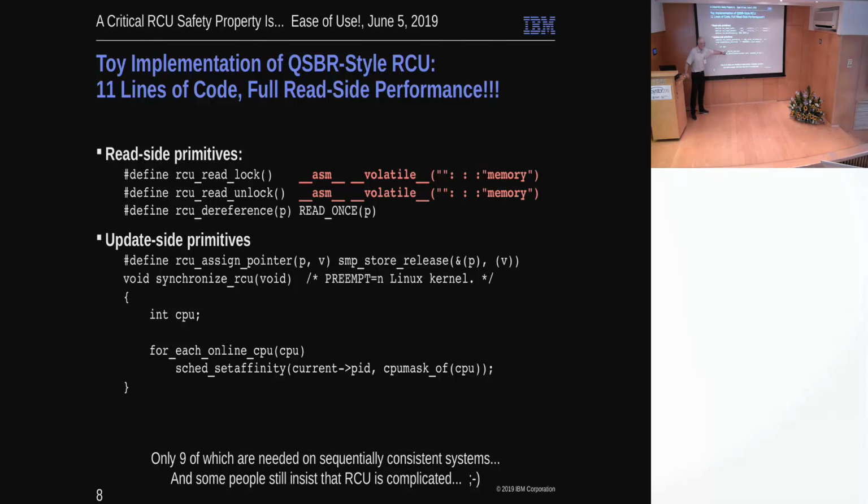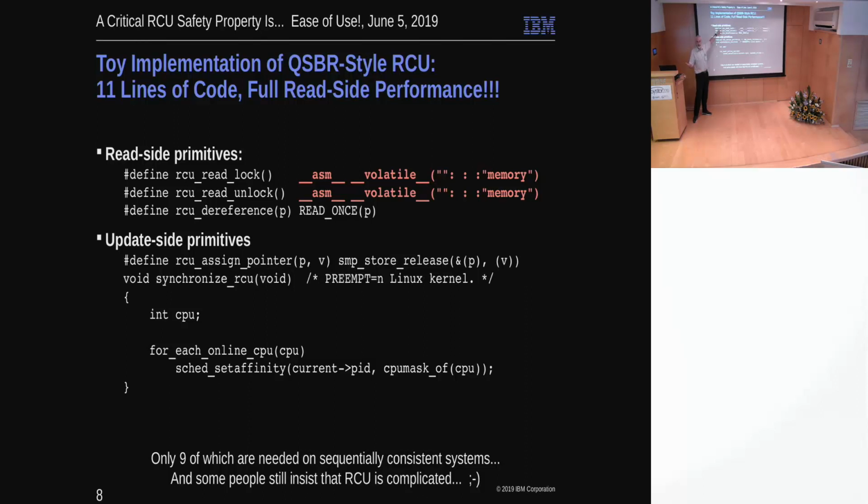We just go on every online CPU, it's an iterator over online CPUs, and we force ourselves to run on that CPU. This is specialized for non-preemptible Linux kernels. All right? And the trick is, if you're using a reader-writer lock in a non-preemptible kernel, you're not allowed to block, not allowed to voluntarily give up the CPU if you're in there holding the reader-writer lock. If you violate that rule, you can deadlock. We enforce the same rule for RCU.